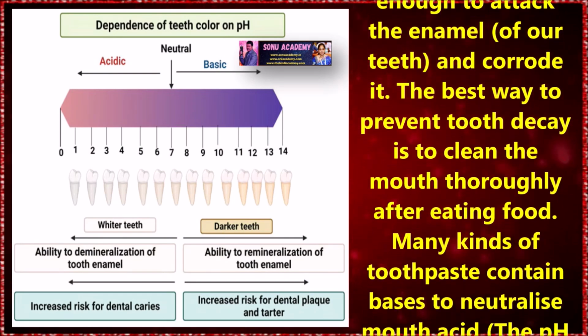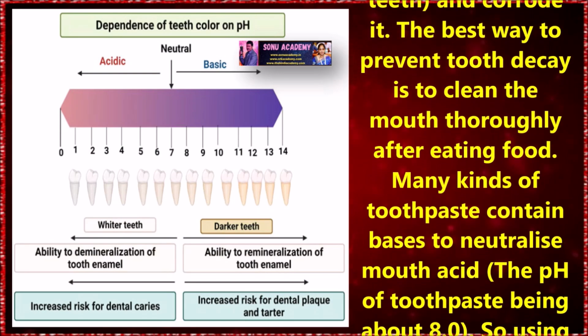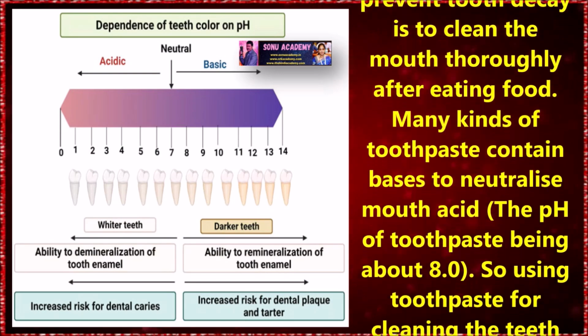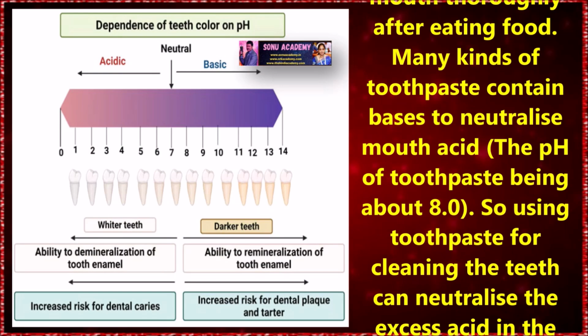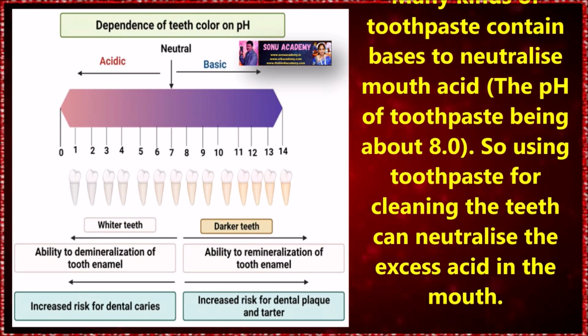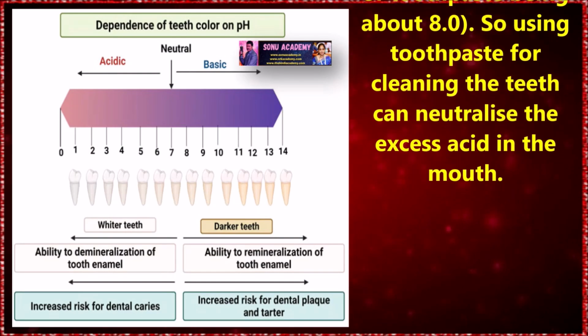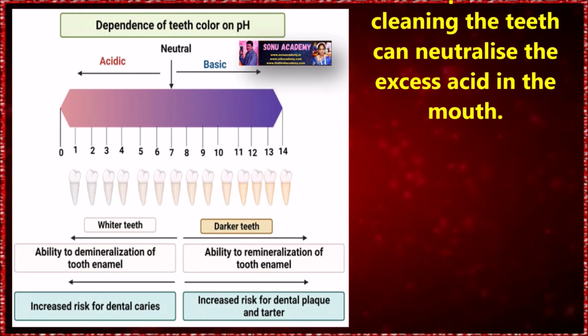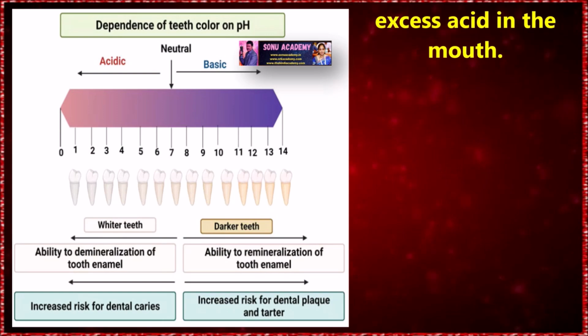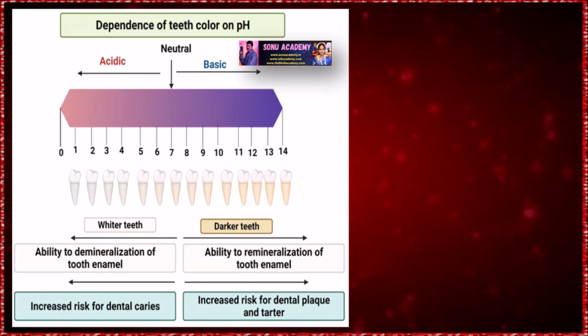The best way to prevent tooth decay is to clean the mouth thoroughly after eating food. Many kinds of toothpaste contain bases to neutralize mouth acid, the pH of toothpaste being about 8.0. So using toothpaste for cleaning the teeth can neutralize the excess acid in the mouth.